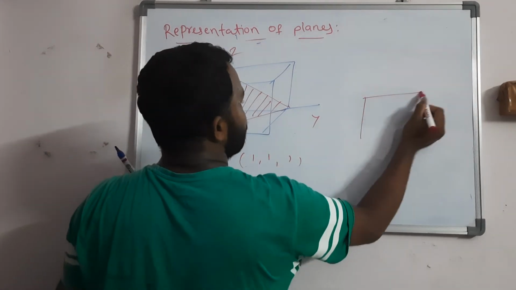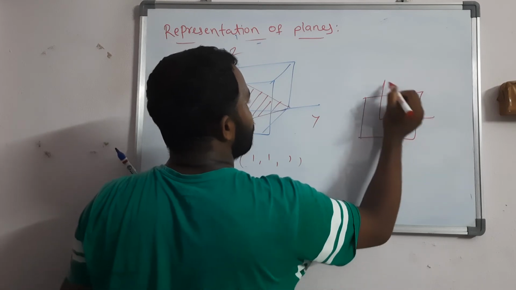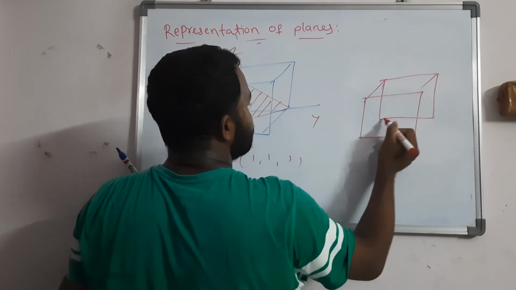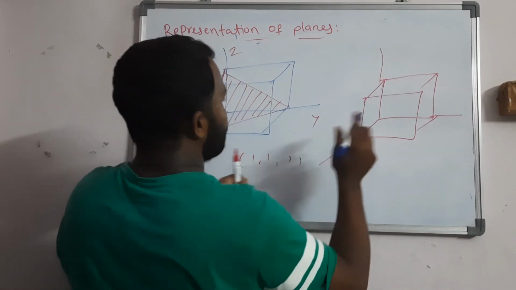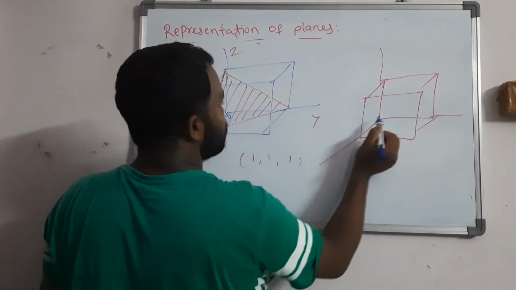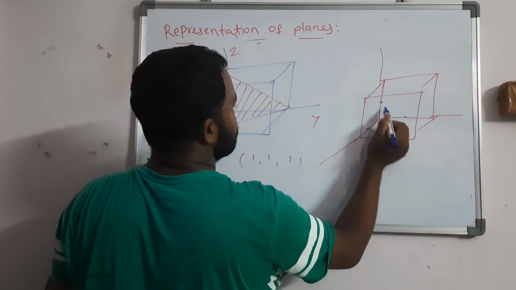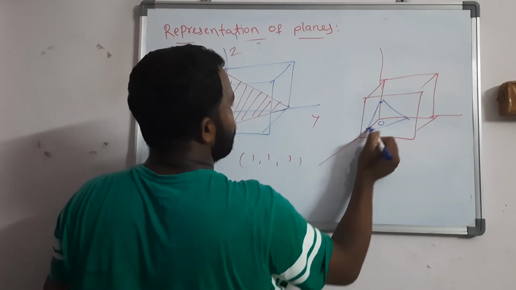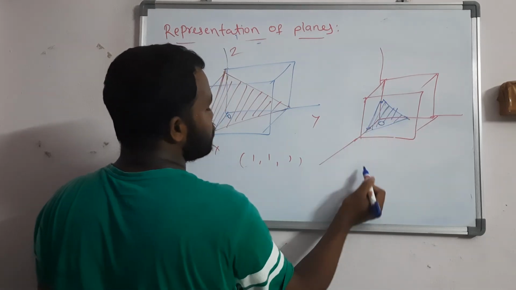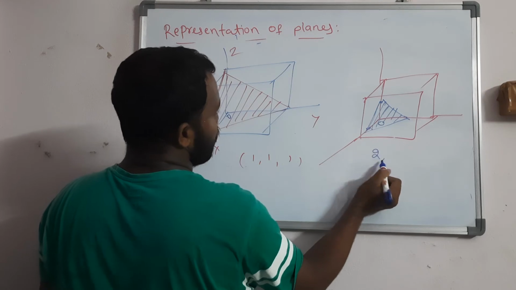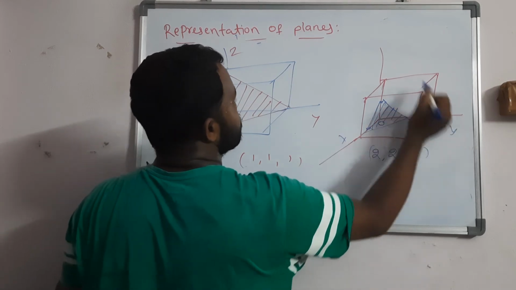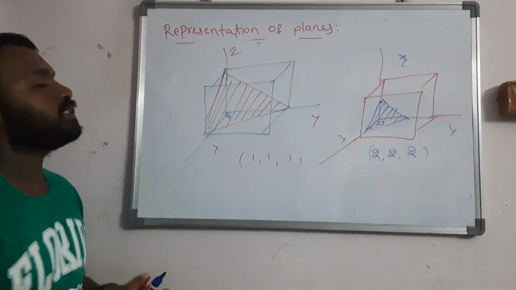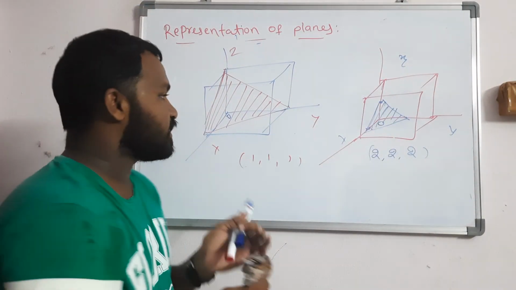Same concept, if I take half of the value, what will you get? Half of the value means this is 0, this is 0. Half means like this. The shaded area is half, meaning 1 by 2, right? The 2, 2 plane, because this is the x axis, y axis, z axis. So this is all about the representation of planes.